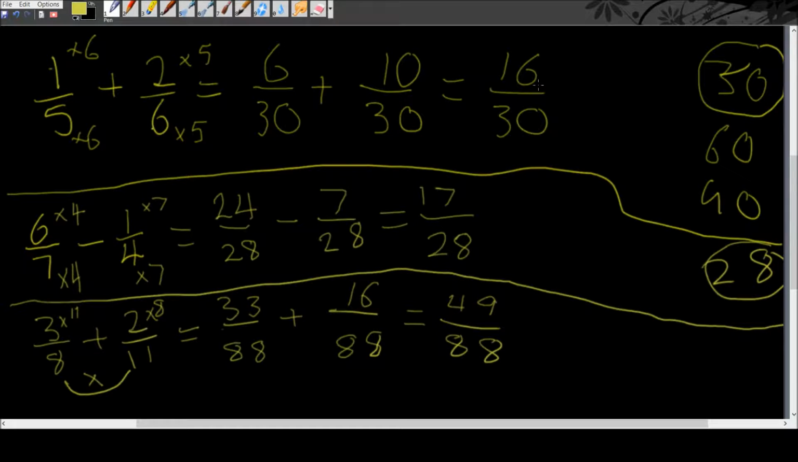For example, this one up here can also be simplified. They both have a factor of 2, so you could do 16 divided by 2, which is going to give you 8, and you can also do 30 divided by 2, which is going to give you 15. And this can't be simplified anymore. That would be it in its simplest form.